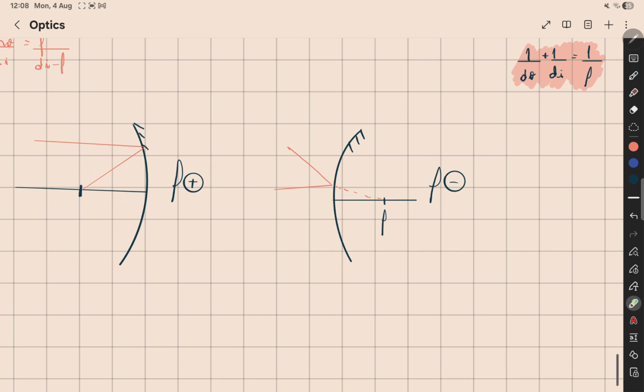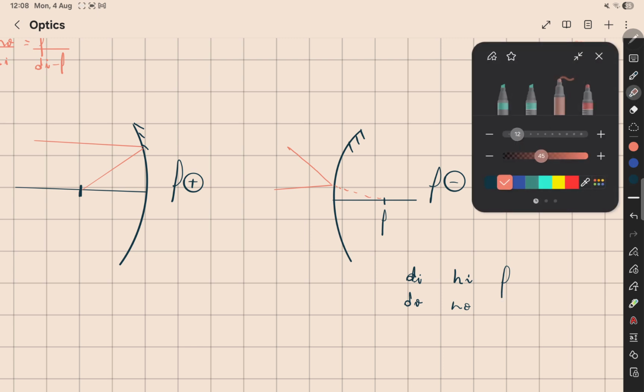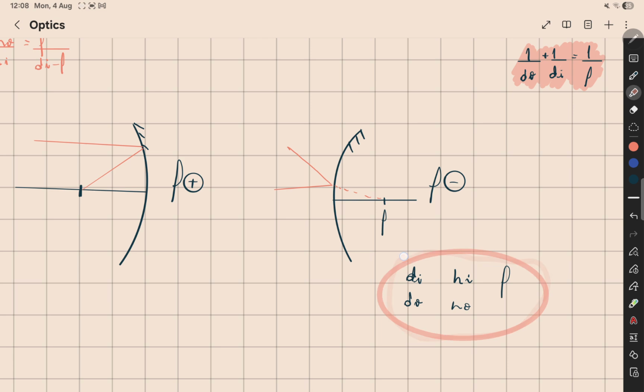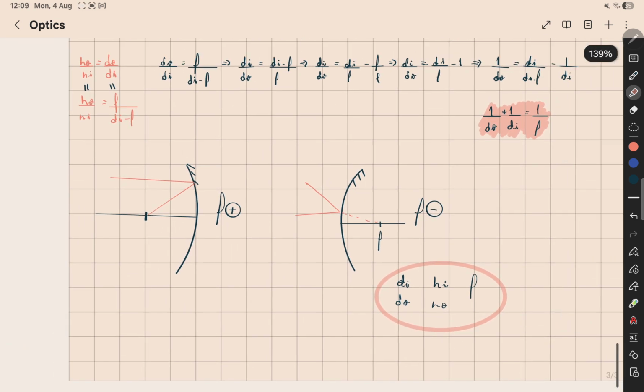So we can know everything about the image by knowing the distances and the heights and the focal point. So if we know this information, we are good to go. We can fully describe any image in any spherical mirror.